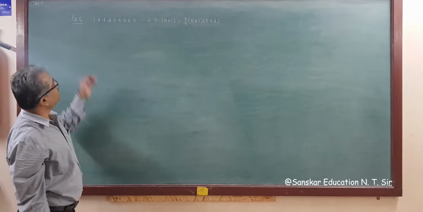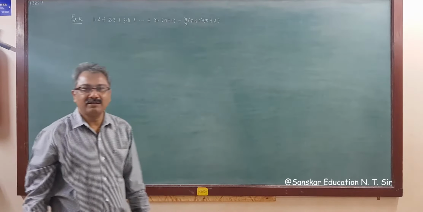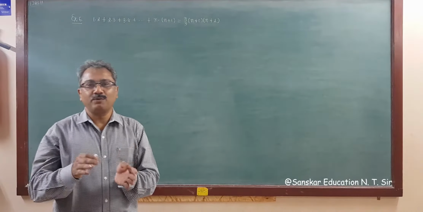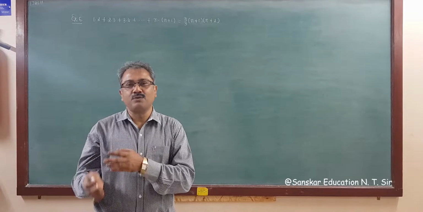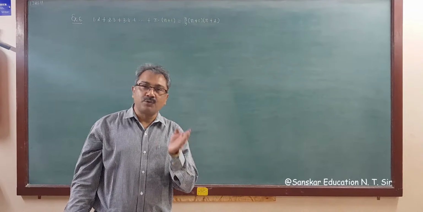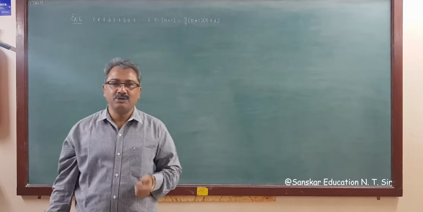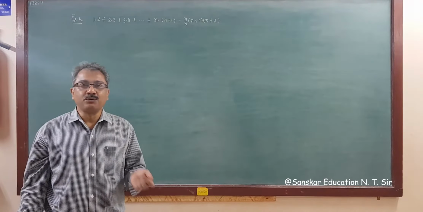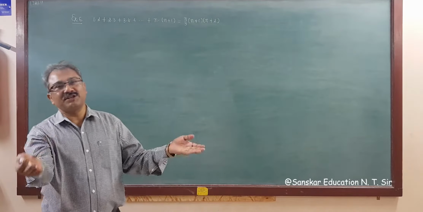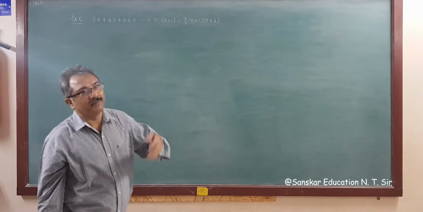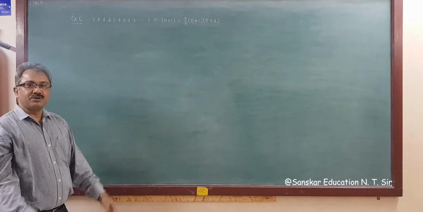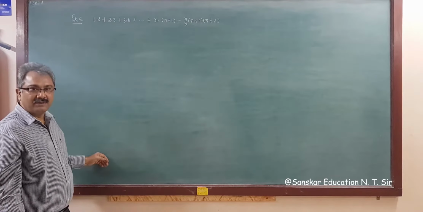Today we are starting with example number 6. Before that, we revised what to do in this example. First, we have to prove that the given statement is true for n is equal to 1. Then, assuming that the given statement is true for k, that is P(k) is true, we have to prove it is true for n is equal to k plus 1, that is P(k+1) is true. If P(k+1) is true, then by the principle of mathematical induction, the given statement is true for all n belongs to N. So similarly, we follow the same method.